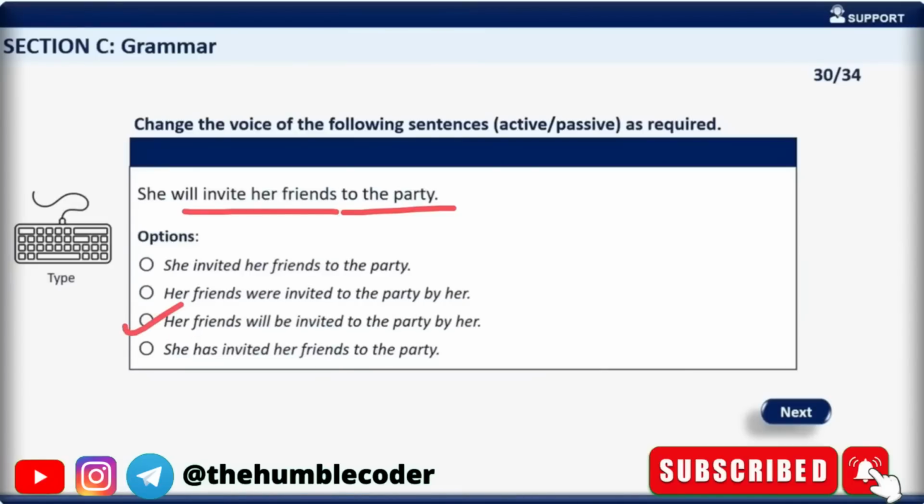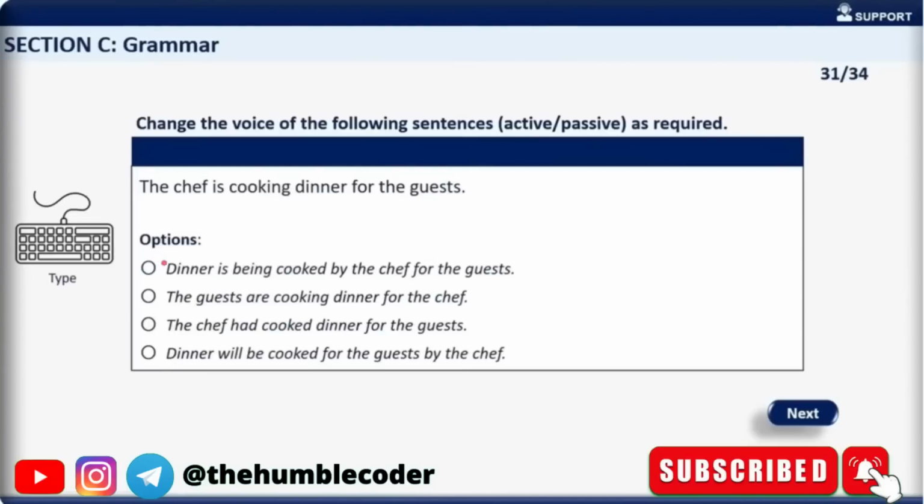Moving on to the next question now. The chef is cooking dinner for the guests. The options that we have are: dinner is being cooked by the chef for the guests; the guests are cooking dinner for the chef; the chef had cooked dinner for the guests; dinner will be cooked for the guests by the chef. The correct answer in this case is going to be: dinner is being cooked by the chef for the guests.